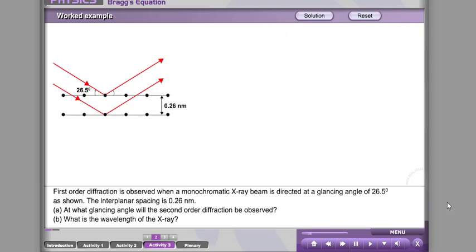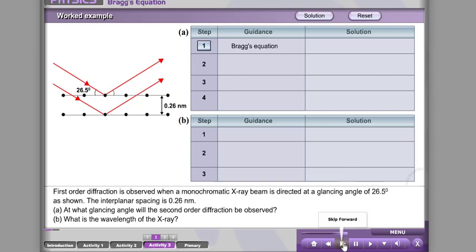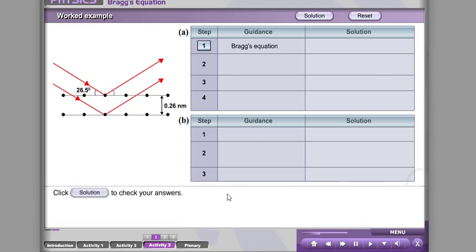First-order diffraction is observed when a monochromatic X-ray beam is directed at the glancing angle of 26.5 degrees as shown. The interplanar spacing is 0.26 nanometers. A. At what glancing angle will the second-order diffraction be observed? B. What is the wavelength of the X-ray? Click the solution button to check your answers.